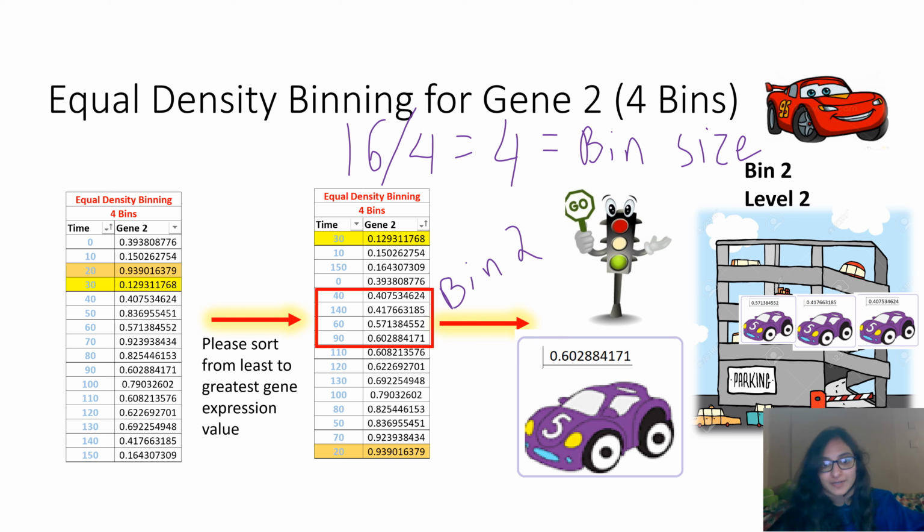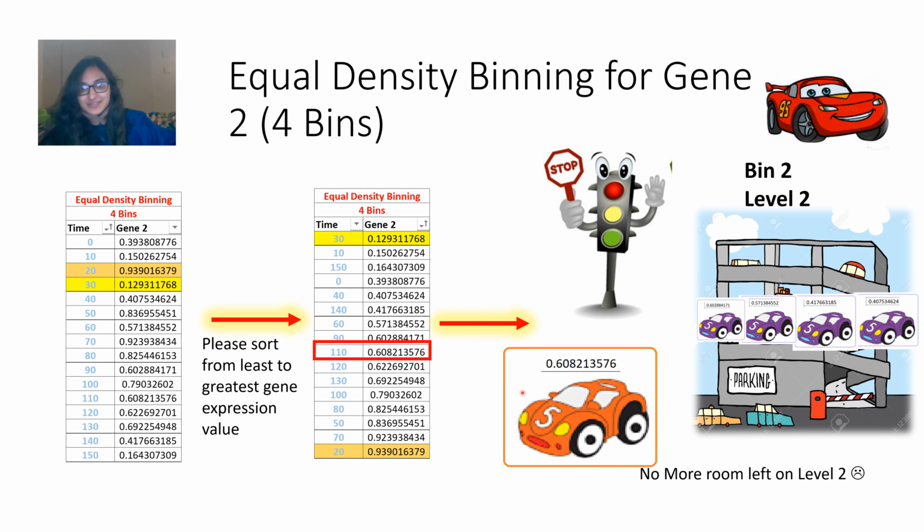Now no other cars are going to come. So when we go on to the next one at time point 110, 0.608, remember what we care about is the sorting of these expression values. Now this guy's going to come and say, oh, there's no more space for me. No, you can't go, these other 4 are occupied. You've got to go on the next level. Sorry.